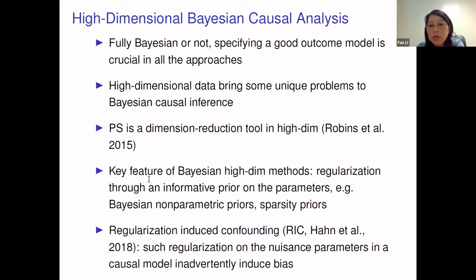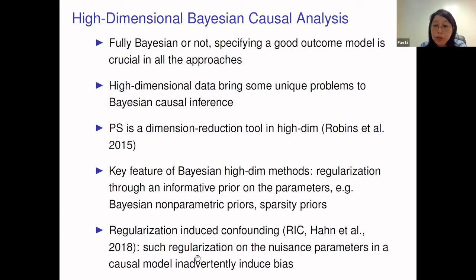regularization-induced confounding. The key point is that the Bayesian high-dimensional methods, such as Bayesian nonparametric priors or sparsity-inducing priors, spike-and-slab priors, and those things, have a key feature: they impose regularization. They impose regularization through an informative prior on the parameters, right? And so Hahn et al., in 2018, realized such regularization comes at a cost in terms of causal inference.